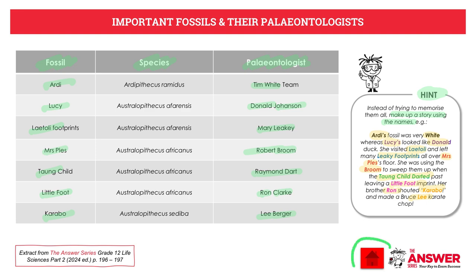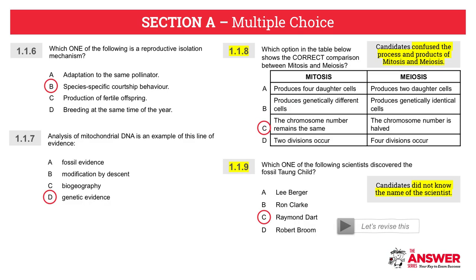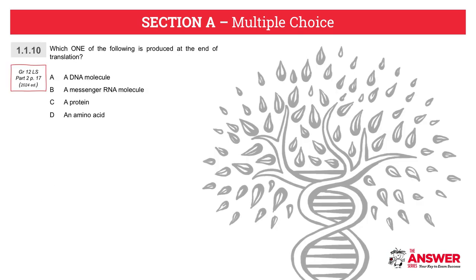So returning home, we look at the last multiple choice question 1.1.10. Which one of the following is produced at the end of translation? The whole process of protein synthesis ends with translation, so it only makes sense that the one thing produced at the end is a protein.